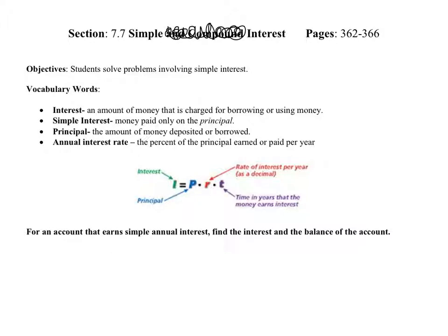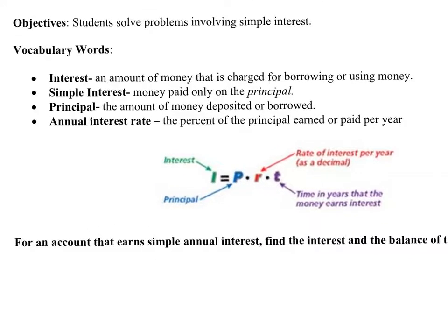So if we concentrate here on the vocabulary words first, what interest is, it is an amount of money that is charged for borrowing or using money. For instance, if you put your money in a savings account, you earn interest off that money. So the bank is borrowing your money, so they pay you for borrowing your money.